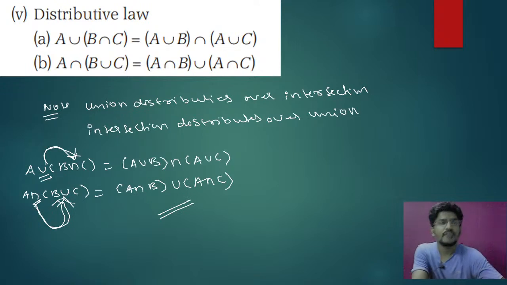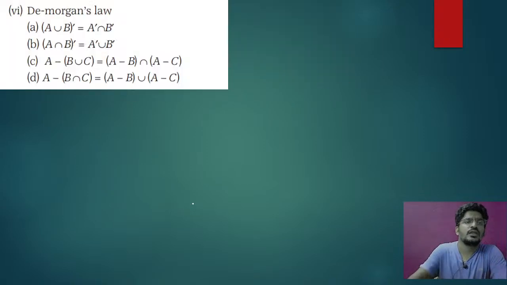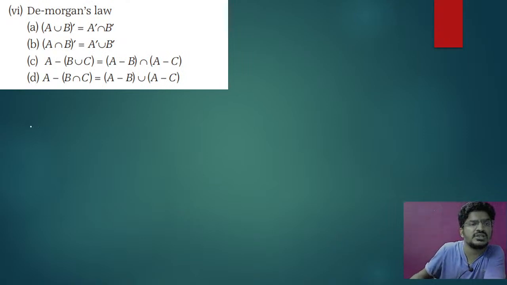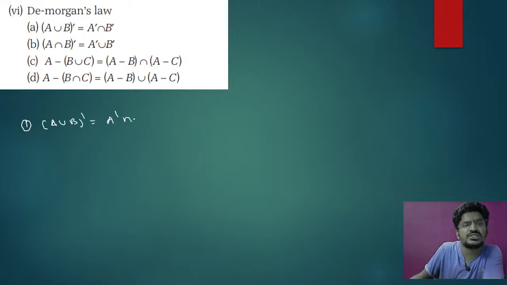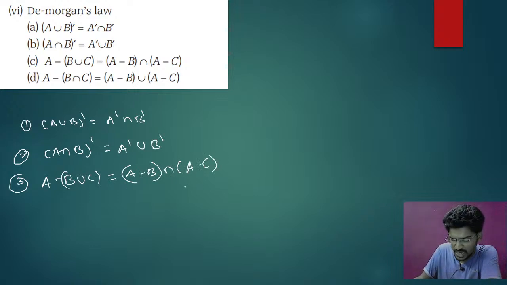Clear? Okay. So next, the sixth one is De Morgan's law. I think all of you know De Morgan's laws. The first one is (A union B) whole dash will be A dash intersection B dash. Second one, (A intersection B) whole dash will be equal to A dash union B dash. And the third one, A minus (B union C) will be equal to (A minus B) intersection (A minus C).